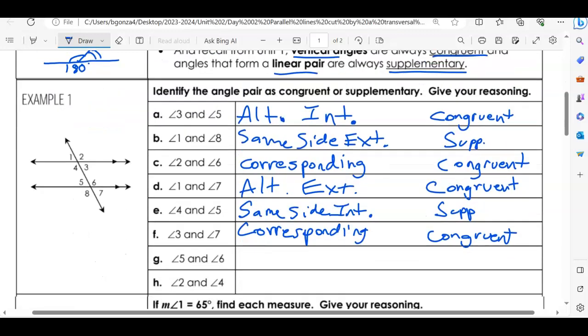And what do we know about linear pair? Are they congruent or what? Well, it says it right here, right? Linear pairs are supplementary because they make a straight line of 180 degrees, right? That's what supplementary means. That's what sup.